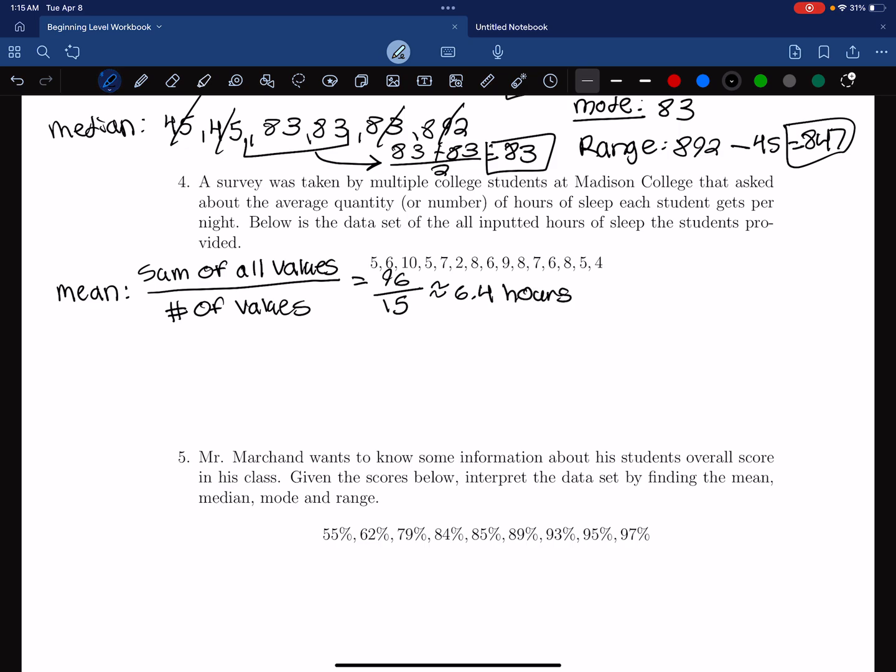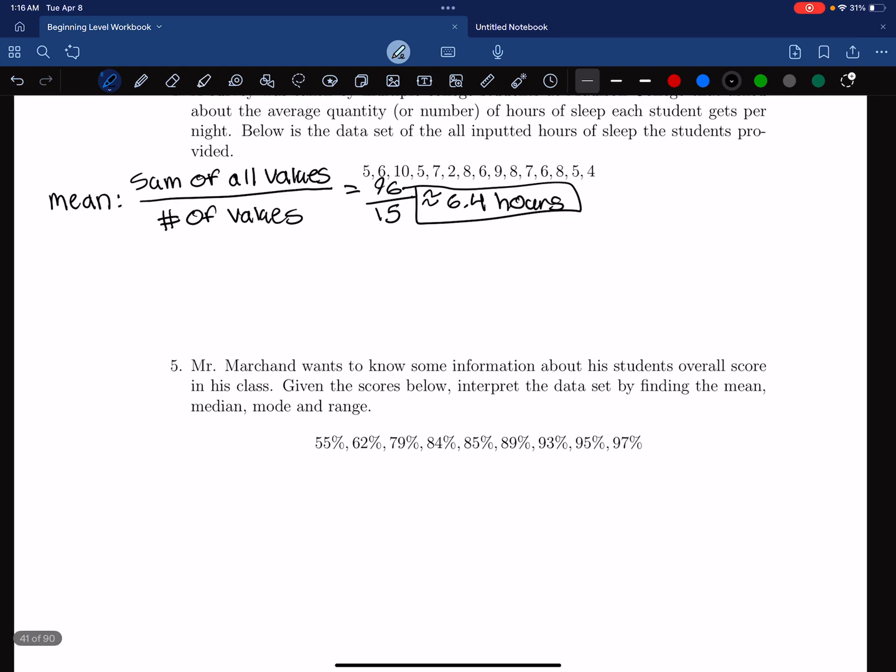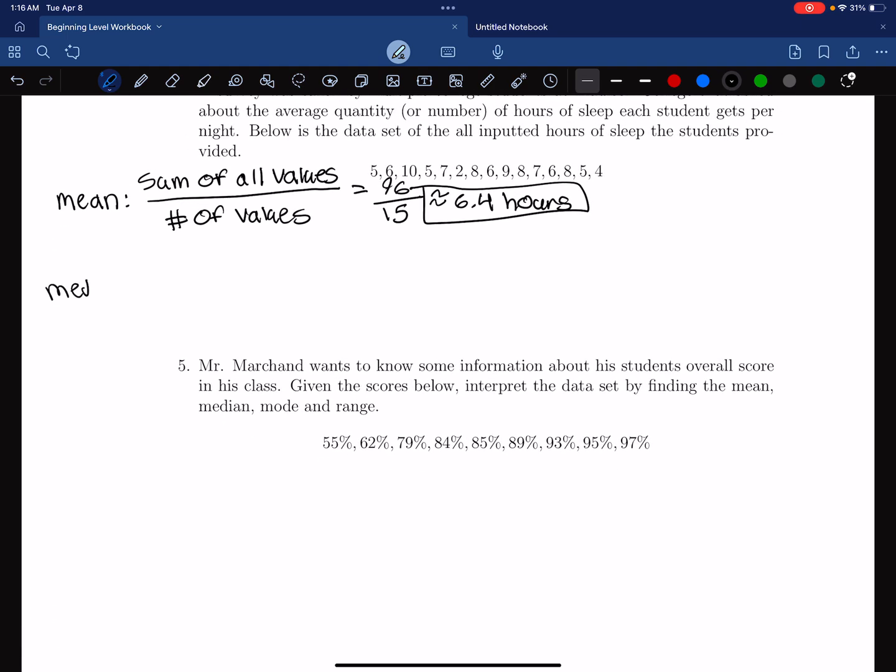So according to this data set from this survey, the students who took this survey get on average about 6.4 hours of sleep every night. And then we're going to take a look at the median.